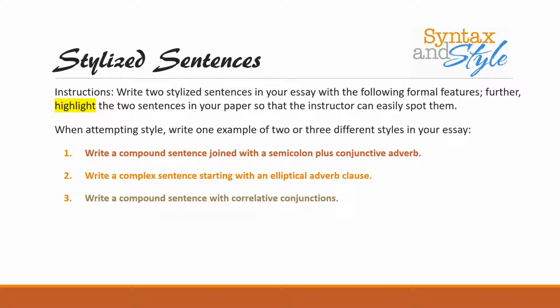First, write a compound sentence joined with a semicolon plus conjunctive adverb. Second, write a compound sentence starting with an elliptical adverb clause. And third, write a compound sentence with correlative conjunctions. A mistake is to write two sentences of one style. Rather, you should try one instance of the two styles, or you can try writing all three different styles.